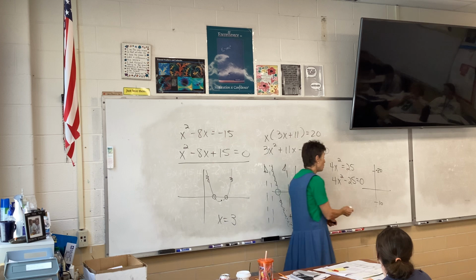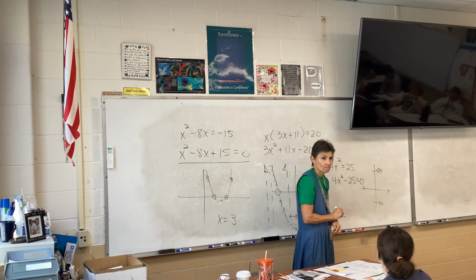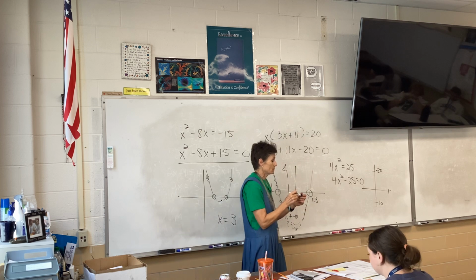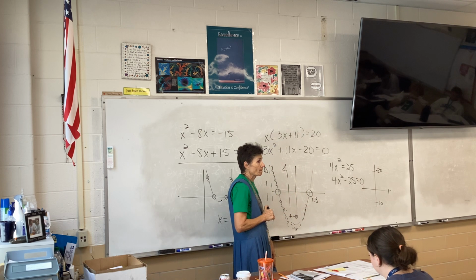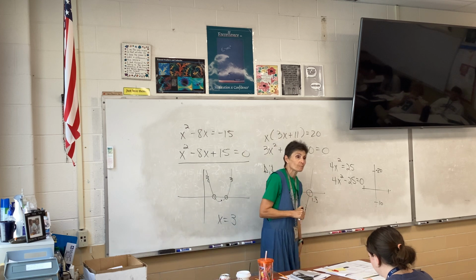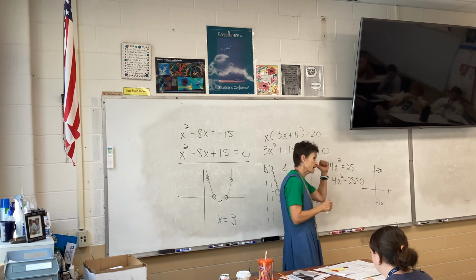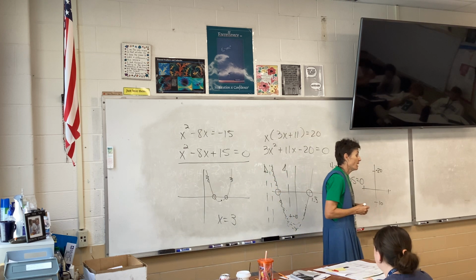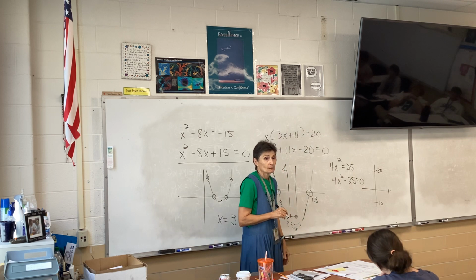Your window is literally putting these labels on your graph. So make sure that you're telling it the right thing. What did you get for the other one? Hopefully positive 2.5. One of them was negative and the other one is positive. Okay?